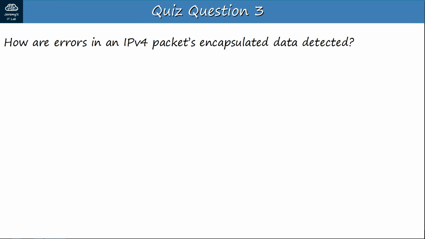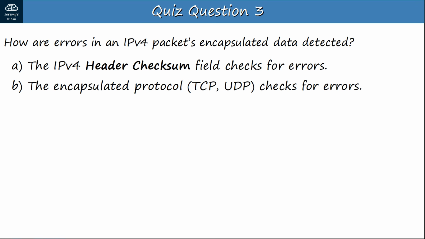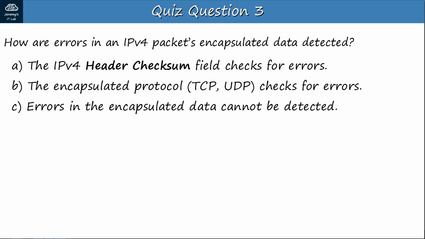How are errors in an IPv4 packet's encapsulated data detected? A. The IPv4 header checksum field checks for errors. B. The encapsulated protocol, for example TCP or UDP, checks for errors. C. Errors in the encapsulated data cannot be detected. Pause the video to think about your answer.